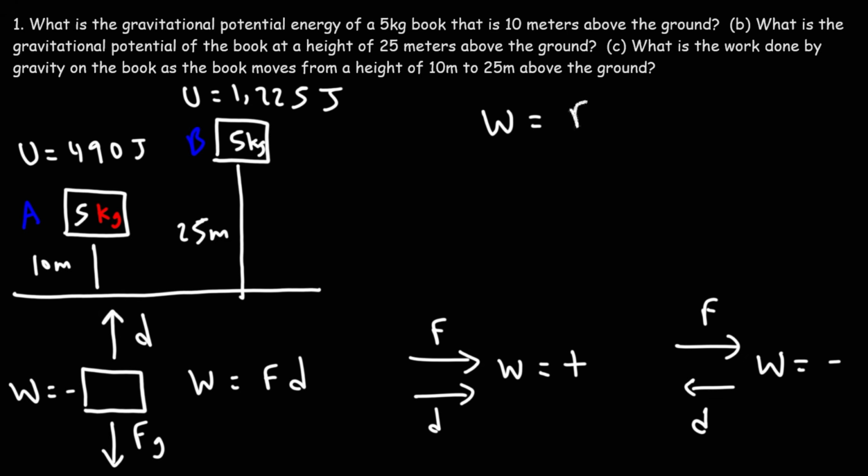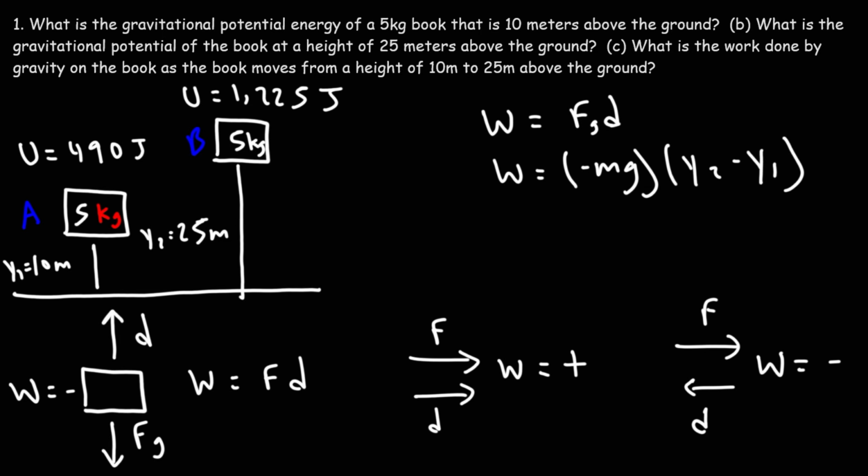So we know that work is equal to force times displacement. Now the gravitational force is mg, but we're going to add a negative sign to that because we know the work is going to be negative. The displacement is the difference between y1 and y2. So the final height is y2 minus the initial height, which is y1. So distributing mg to y2 minus y1, we get negative mgy2 minus mgy1.